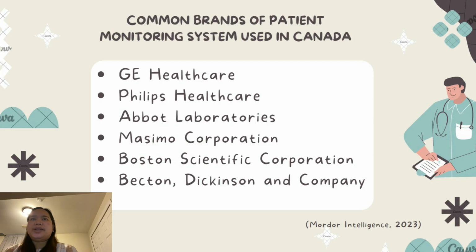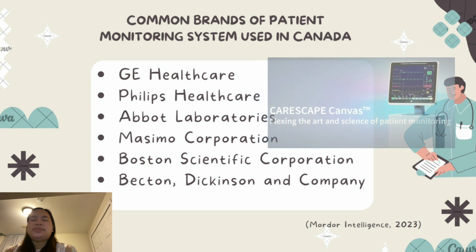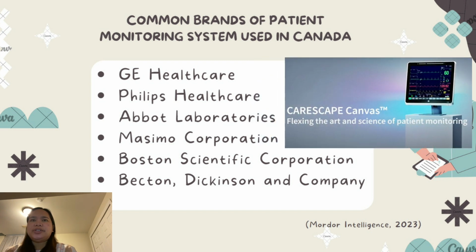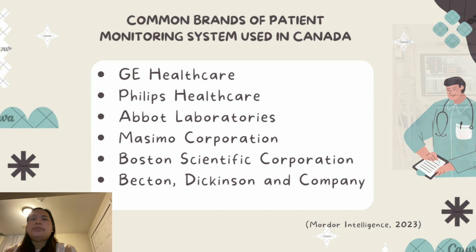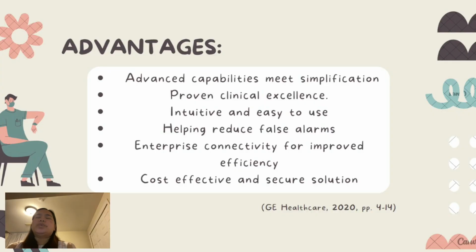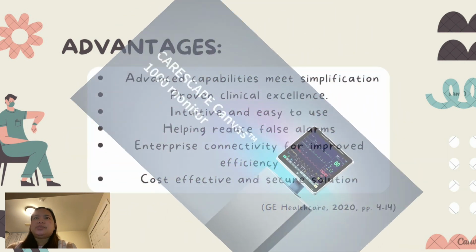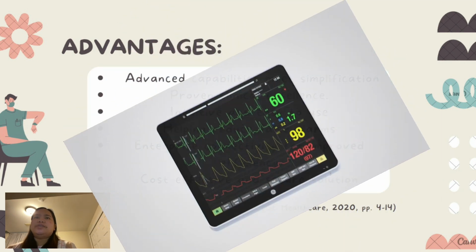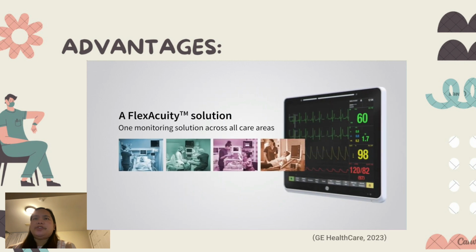We have the common brands of patient monitoring systems used in Canada. This is according to Mordor Intelligence. We have GE Healthcare, Philips Healthcare, Abbott Laboratories, Masimo Corporation, Boston Scientific Corporation, Becton Dickinson and Company. So we have the advantages of the GE Healthcare CARESCAPE Canvas monitors. First, we have the advanced capabilities with simplification.